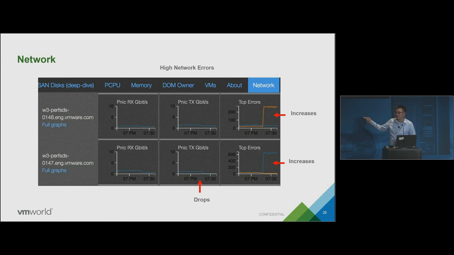Also, we are seeing very high TCP errors. Notice that there are two colors here. The blue color in the TCP errors means that that host has problems sending out data. And the orange color means that that host has problems receiving data. So what we learned from this graph is that one of the hosts has problems sending out the data, and the other host cannot get proper data. To understand more, we need to go inside the TCP graphs.